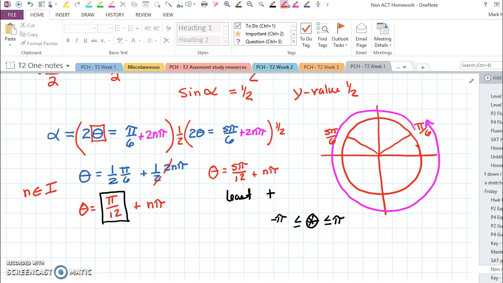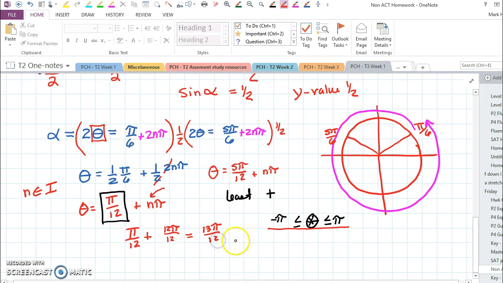So the next thing you've been asked for is, what are all of the angles that are in this domain between negative pi and pi? So for me, some fraction work gets me where I need to be. I know that pi over 12 works. I'm going to add 1 pi. Well, a common denominator would then be 12 pi over 12 pi. And that gives me 13 pi over 2. Well, that is greater than pi, so it doesn't work.